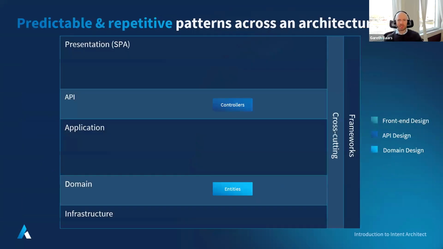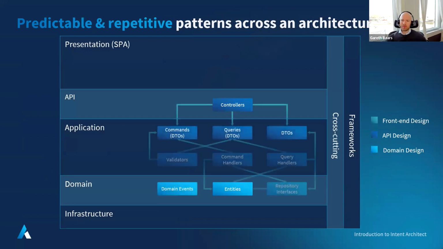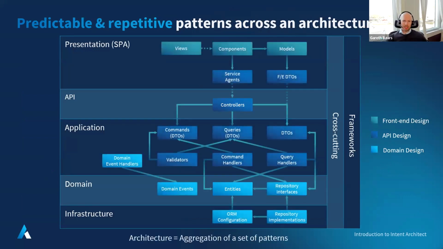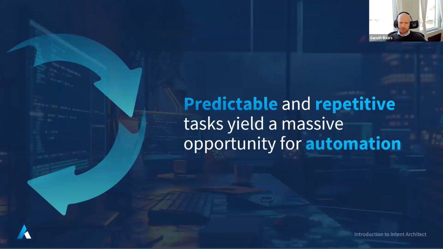And if we zoomed out, we would see that these predictable and repetitive patterns exist all throughout our architectures. And this is, of course, by no means comprehensive. This diagram is just a typical subset for illustrative purposes. There are many, many predictable and repetitive patterns that make up our architectures when we're building out our software applications these days. And because so much of the code that we write falls into this definition of predictable and repetitive, it actually presents us with a massive opportunity, and that is an opportunity for automation.